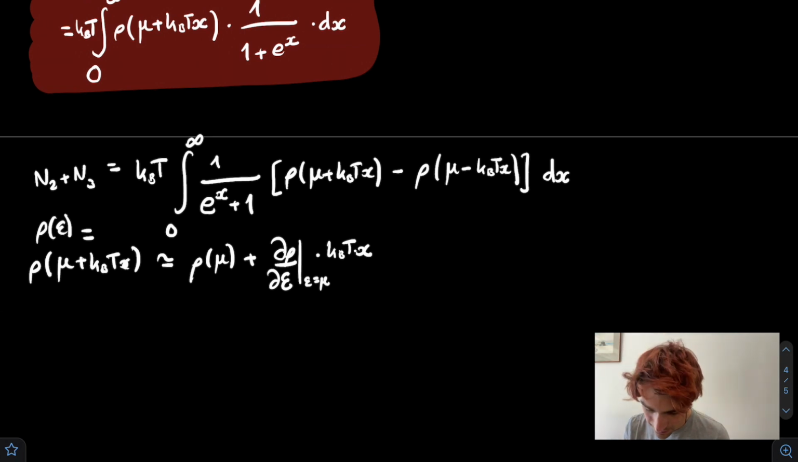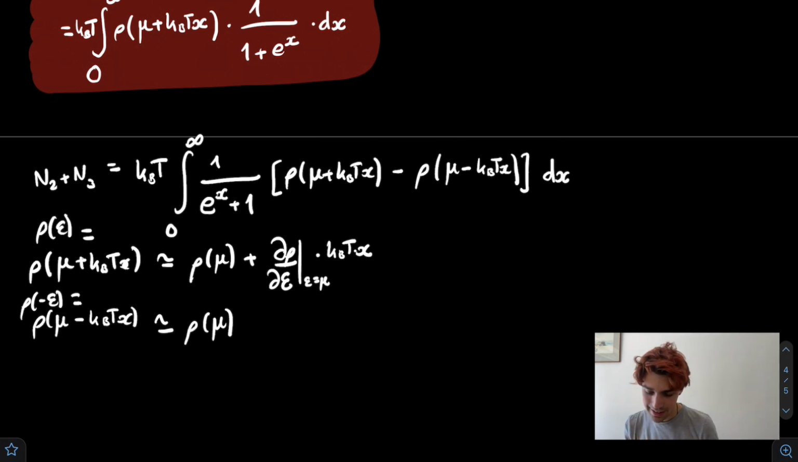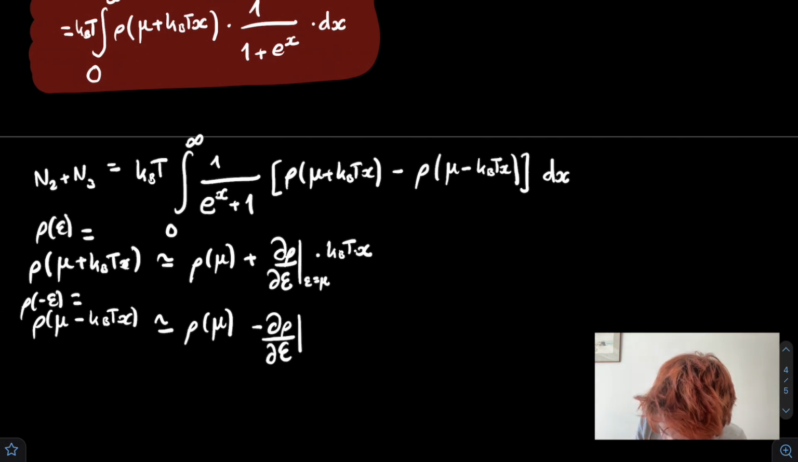We're only going to go to that order. And of course, for the other one, we're going to get rho of mu minus kBT times x, which is of course rho of minus epsilon as well, approximately equal to rho of mu. Now in this case, it's going to be exactly the same, only we're going to have a minus sign right here. So it's going to be minus d rho d epsilon, evaluated at epsilon equals mu, times kBT times x right there.